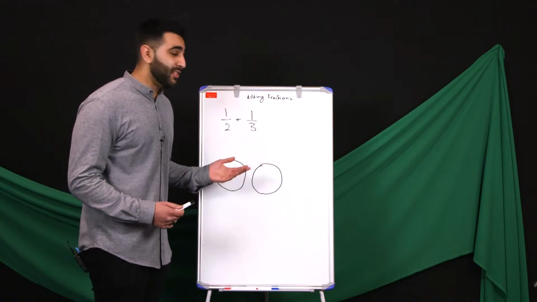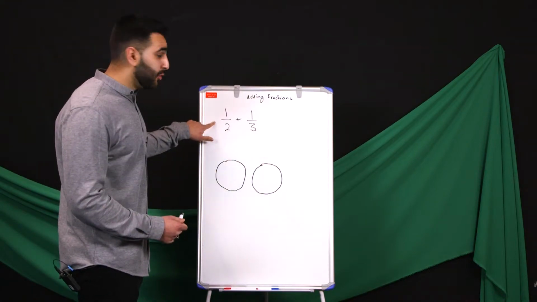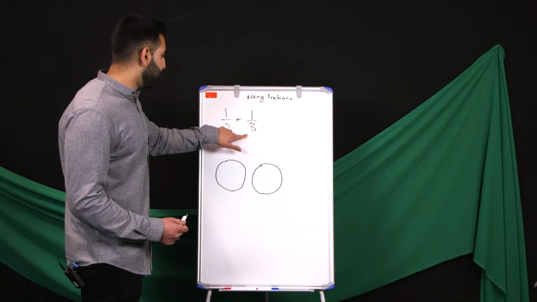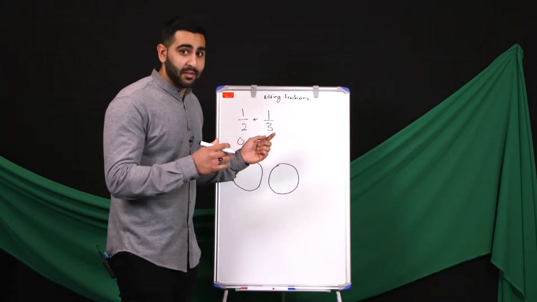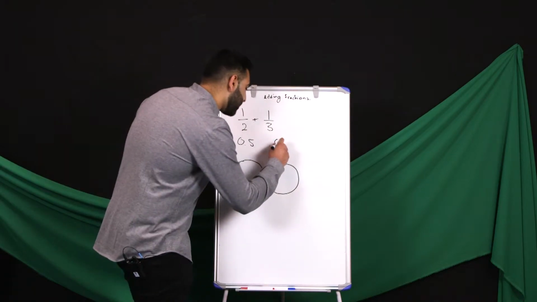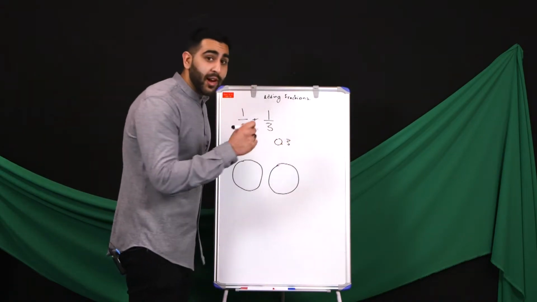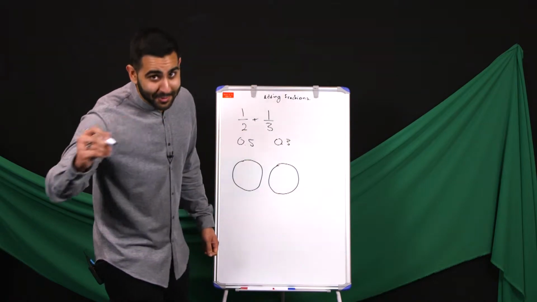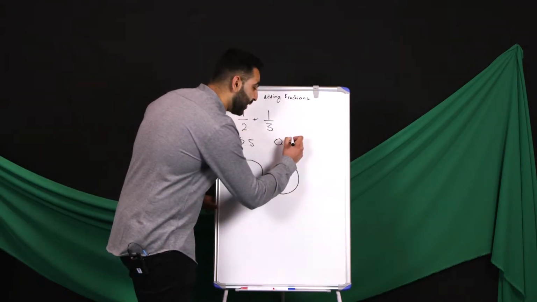The example I'll be using today is 1 over 2 plus 1 over 3. If you were to divide 1 by 3, it will be 0 point, because it's a decimal. So 0 point, and instead of writing 0.333333, you'd write 0.3 recurring.